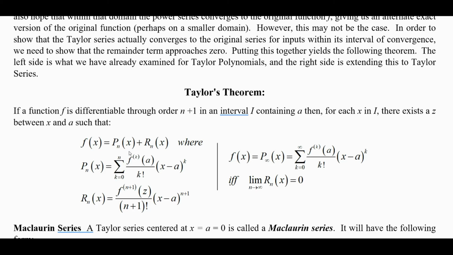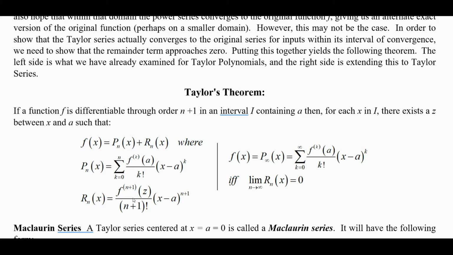So if you assume that, then that's correct. And then the remainder is how far this is off from the original function. Taylor's theorem says it's off by this amount. You go up to one more term, the n plus 1 term, which would be x minus a to the n plus 1 over n plus 1 factorial, times the n plus 1th derivative of f evaluated at z, where z is some number between x and a.